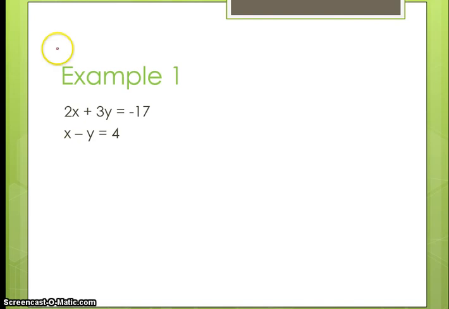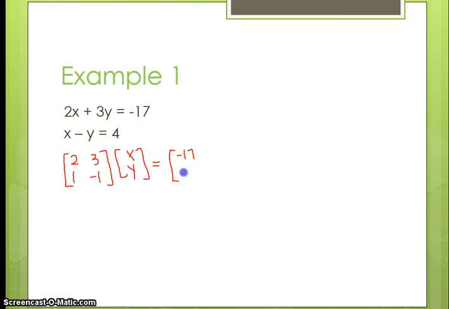So first off, we need to write this as a matrix equation. To do that, I have one matrix for my coefficients, one matrix for my variables, because if I multiplied those, I would get 2x plus 3y, 1x minus 1y, and then equals, and then a matrix for the constants up here. So this is step 1. This is writing my matrix equation.